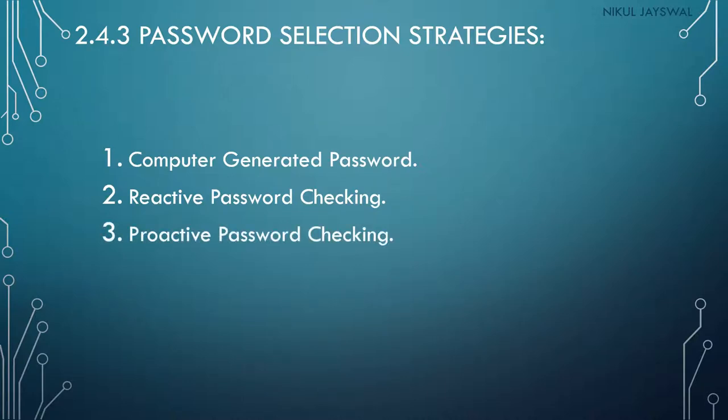And last, to select the password, we can also use proactive password checking. In proactive password checking, the password must follow certain patterns. When the user chooses any password, the system will tell the user to include certain rules. The password must contain capital letters, small letters, numbers, or special characters, and the length of the password must be greater than 8 characters. So this type of password selection strategy can also be used.